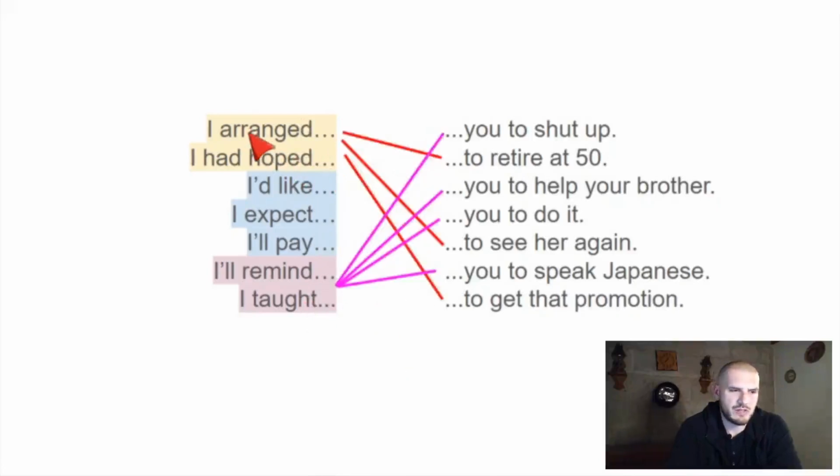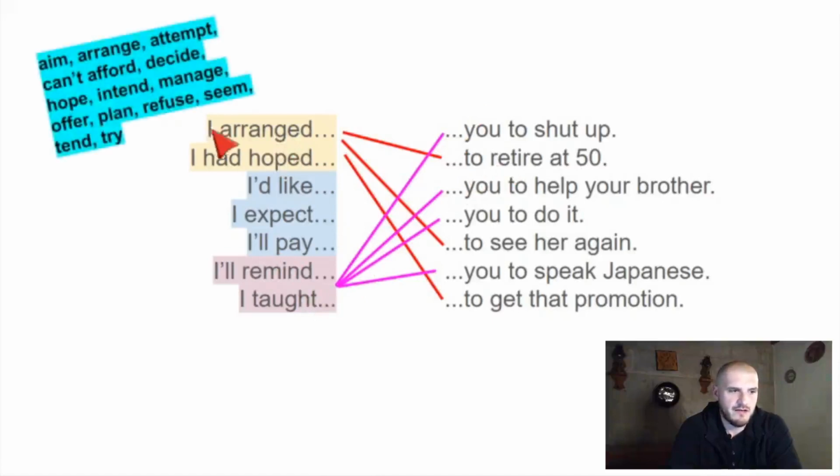So if we go back to looking at these verbs here, which require an infinitive, and these verbs which require an object, let's look at other verbs in this category. So in this category here, remember we have aim, arrange, attempt, can't afford, decide, hope, intend, manage, offer, plan, refuse, seem, tend, and try. Okay, I told you this in the previous slide.